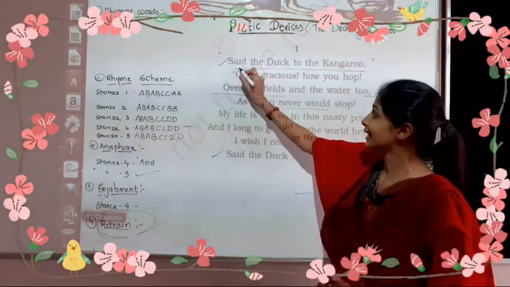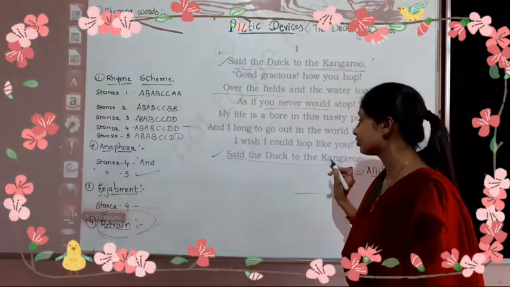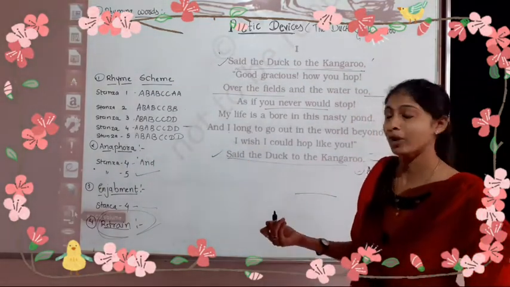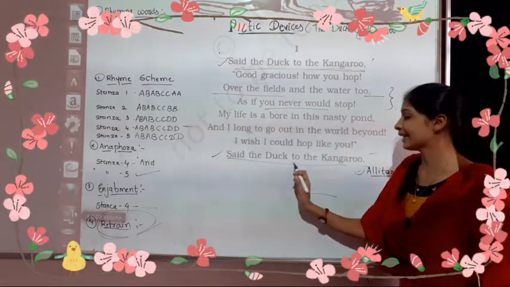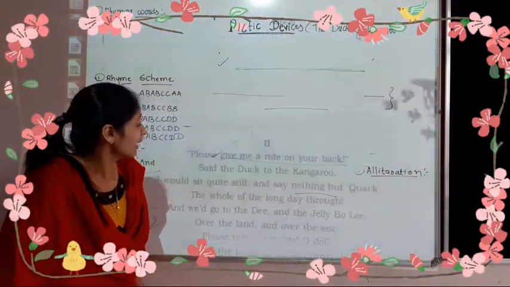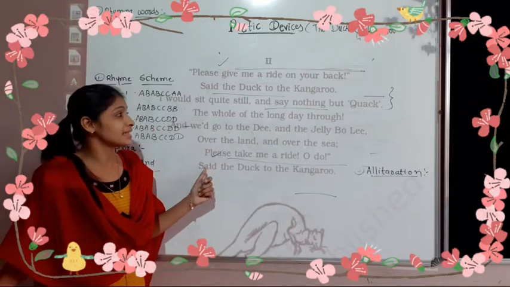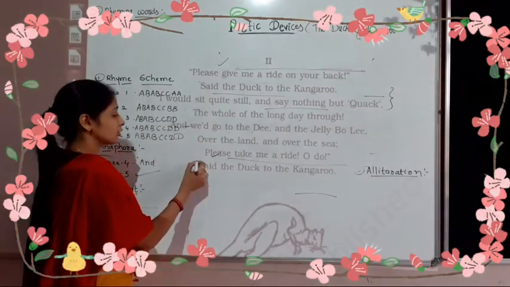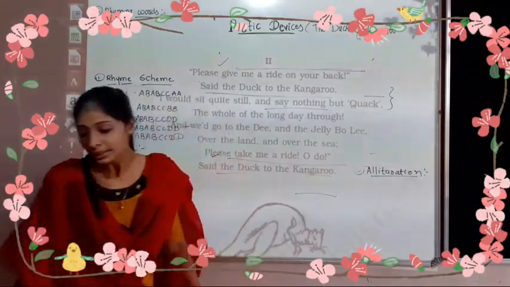So this is the line and this is the example of refrain, as it is repeated two times in the one stanza. Next, in the next stanza, which line is repeated? You can see here, in the second line and also in the last line: "Say it up to the kangaroo."